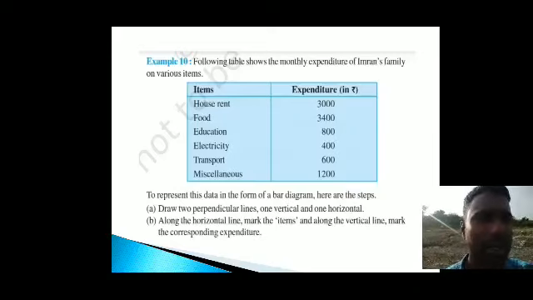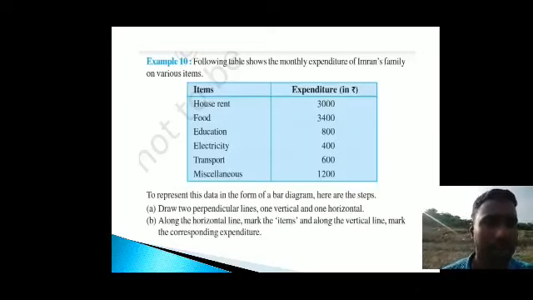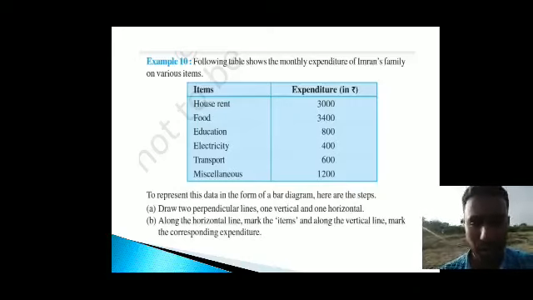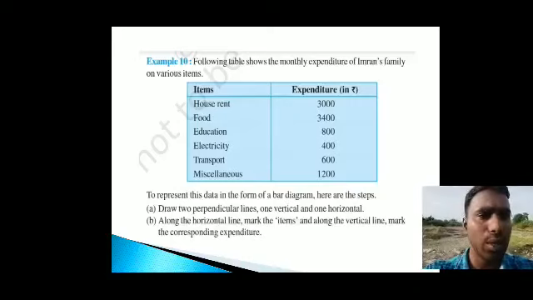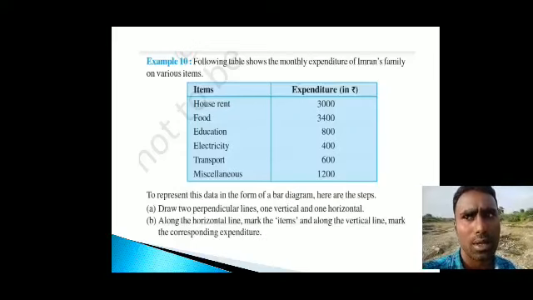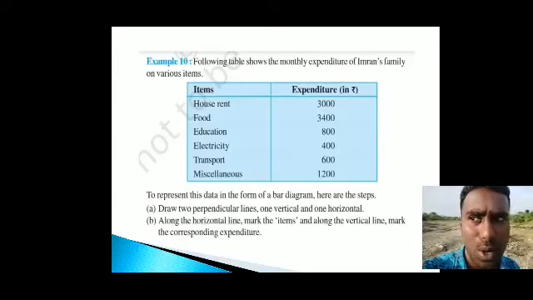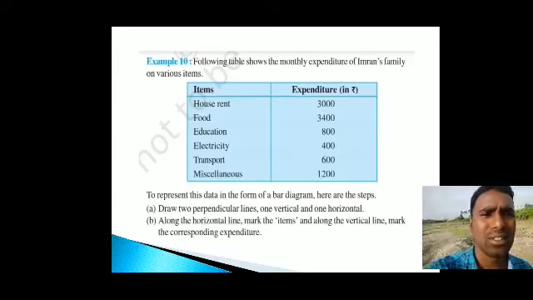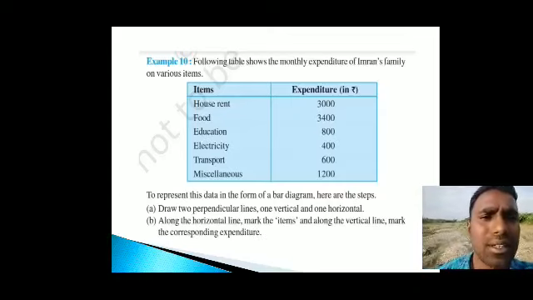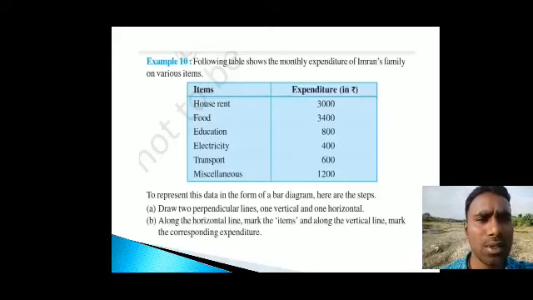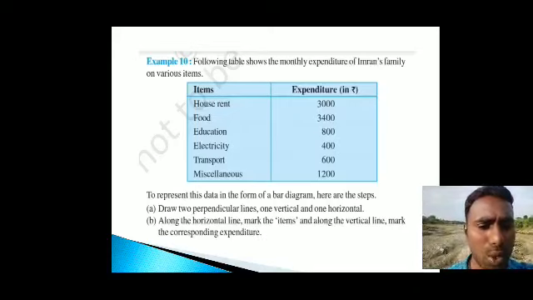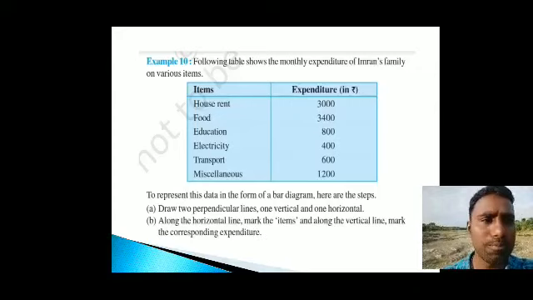So to represent this data in the form of a bar diagram, here are the steps. We are going to represent it in the form of a bar graph. So how to represent this as a bar graph? We are going to see that. First, you have to know what bar graph means: it is a rectangular shape, and equal space will be there.